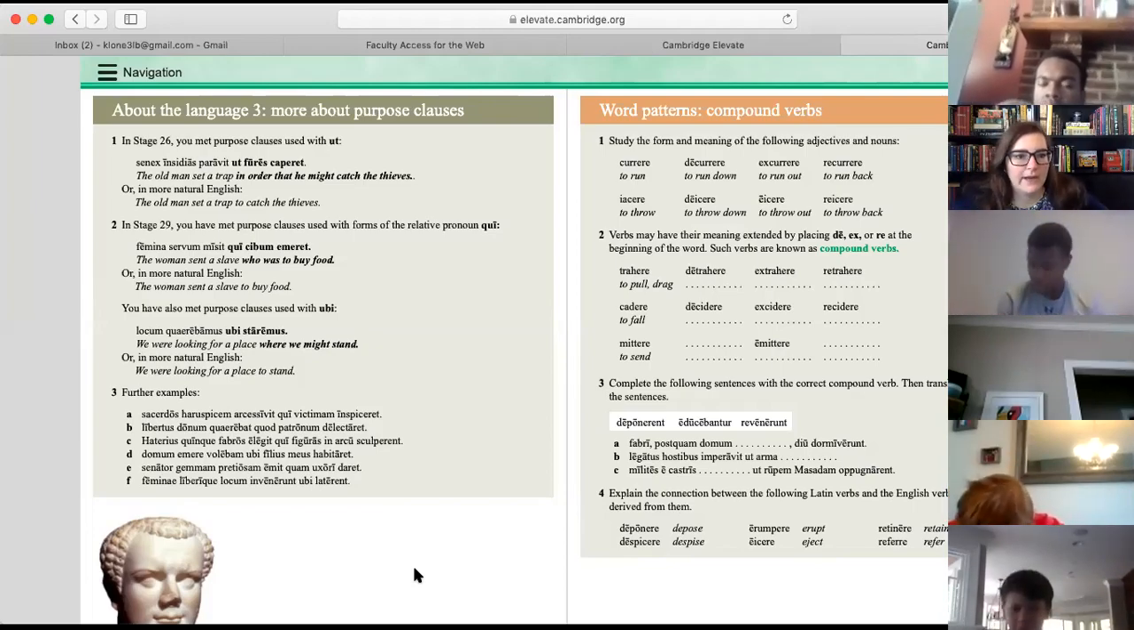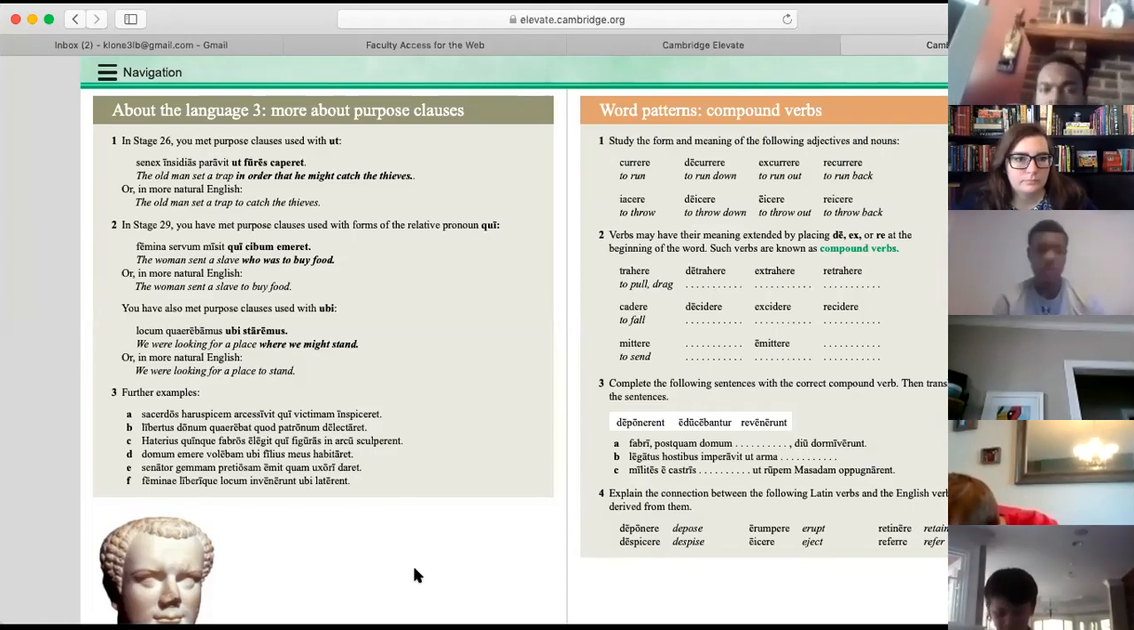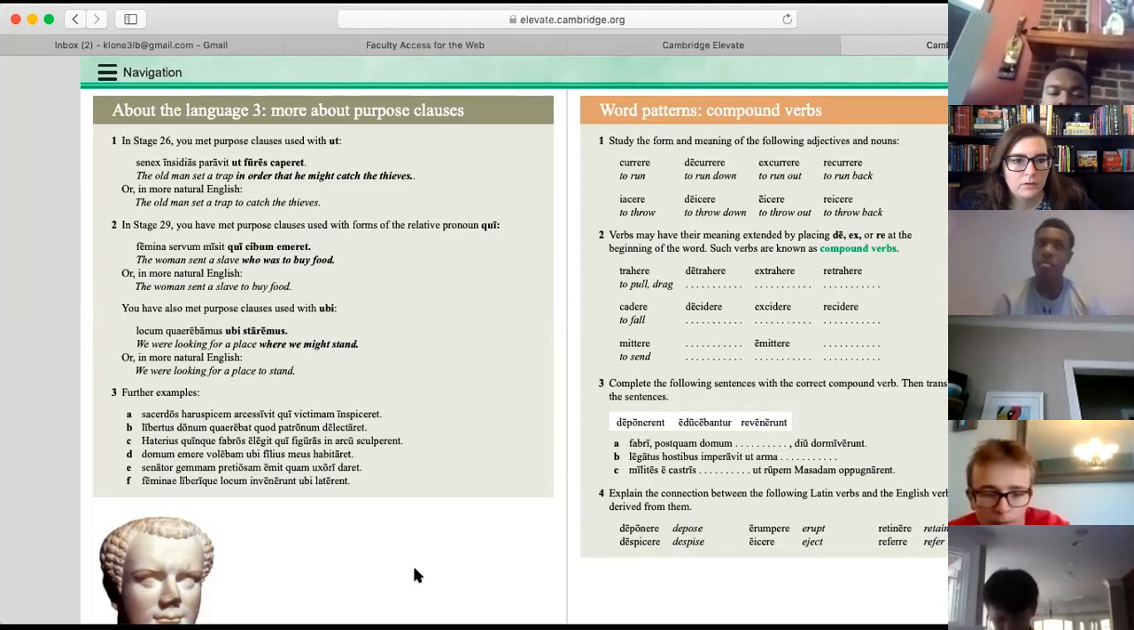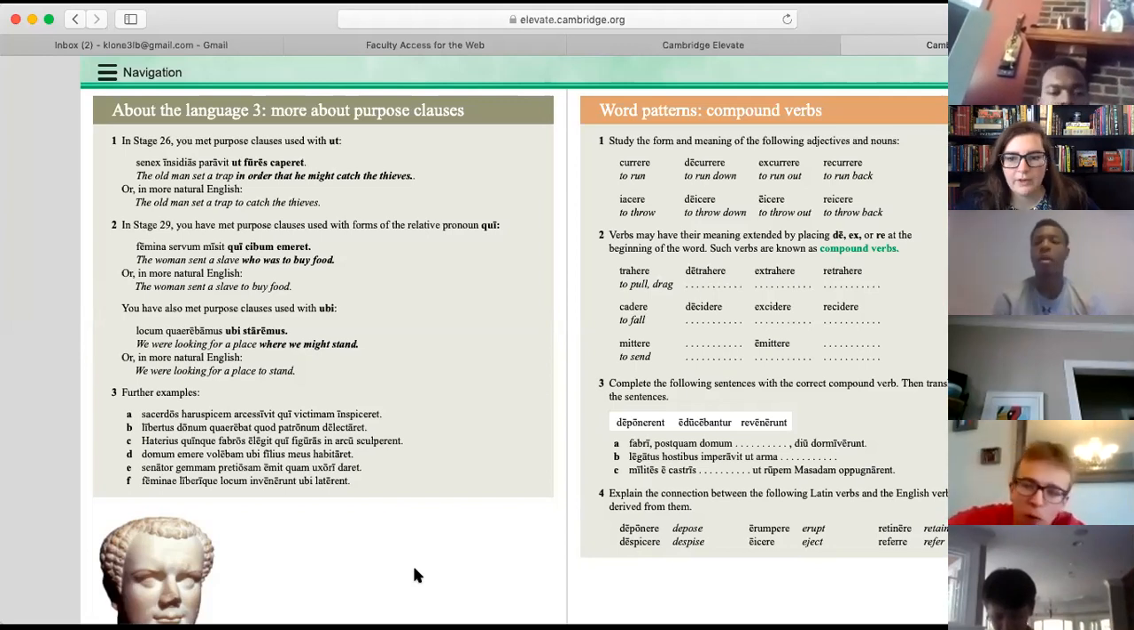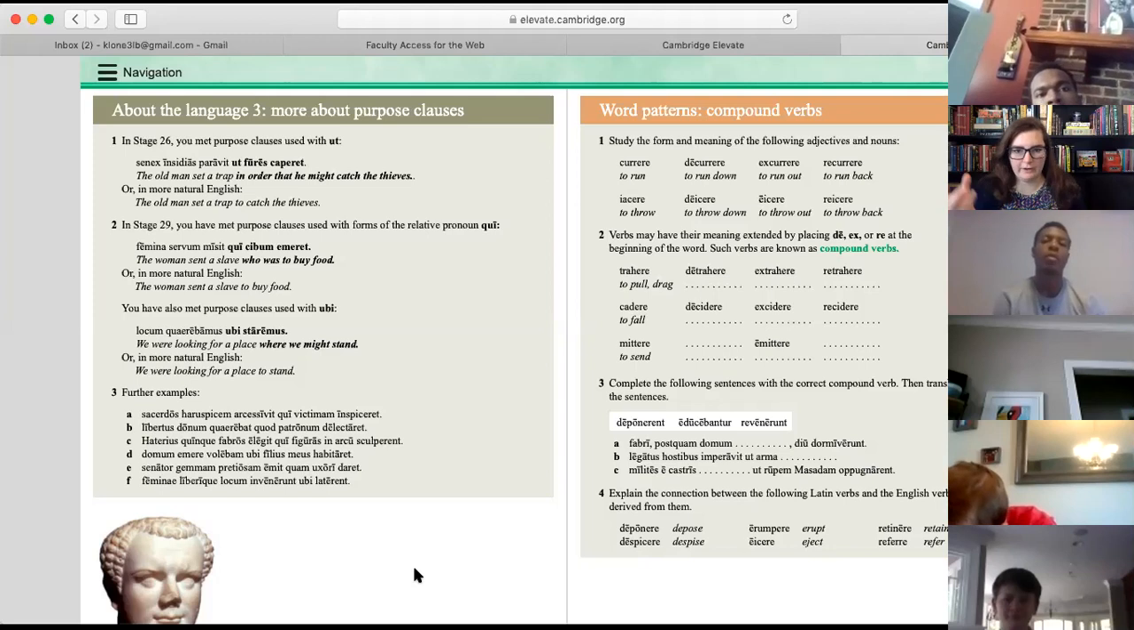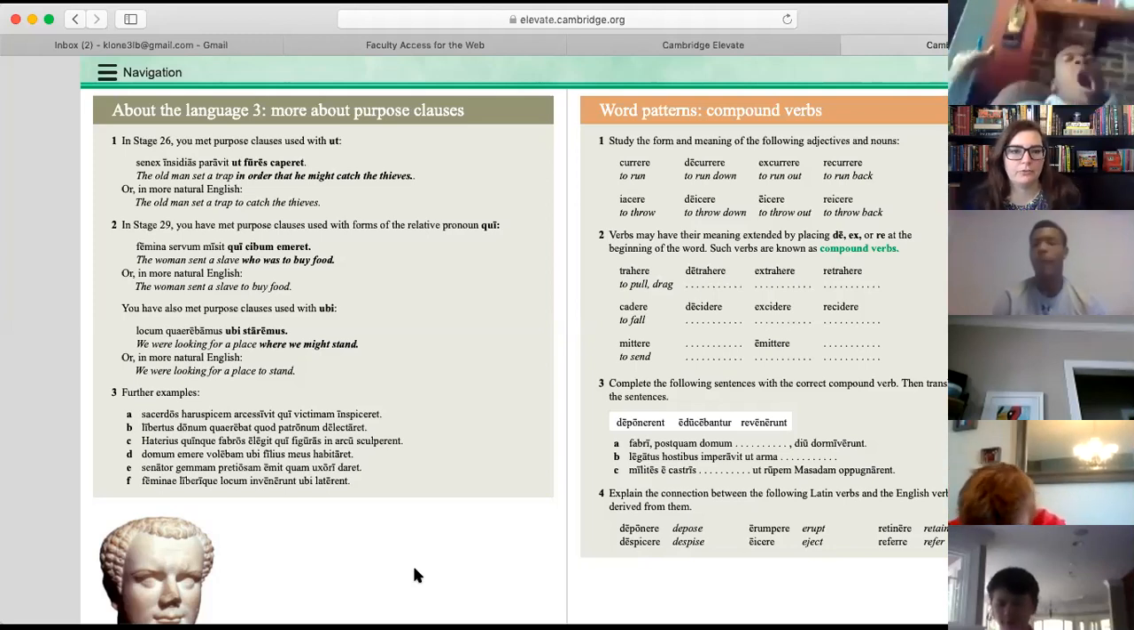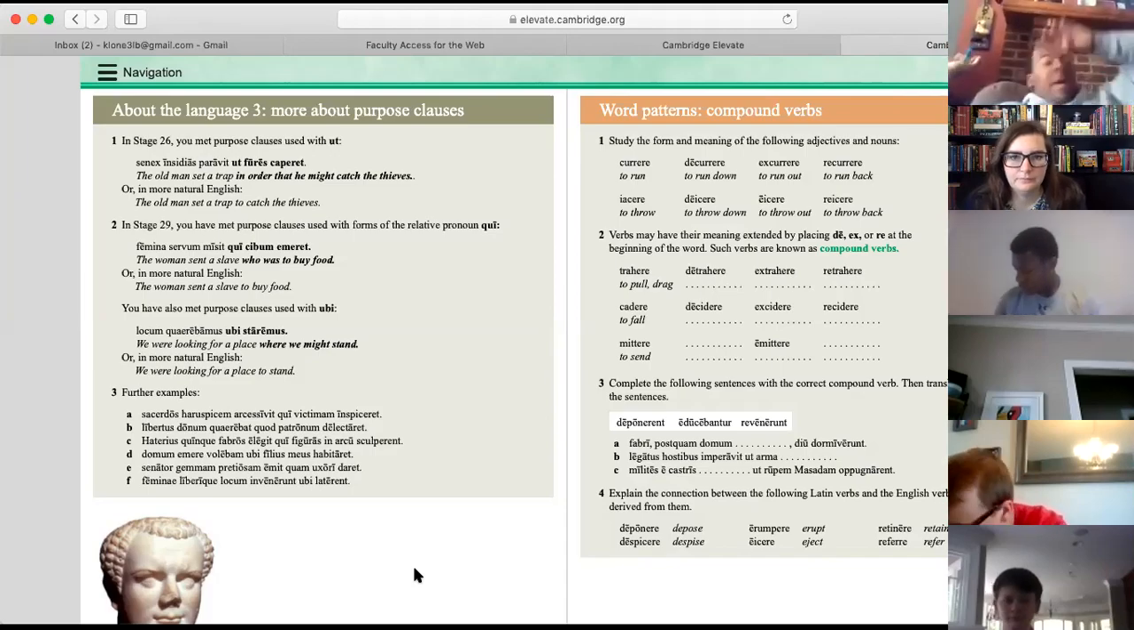Referre. Re means what, Landon? What is it? Back. Good. Re means back. And fero, ferre means what, Charlie? Hold or carry, right? Good. Yep. To carry. So to carry back. So does refer make sense? Yeah. Yes. That's it.